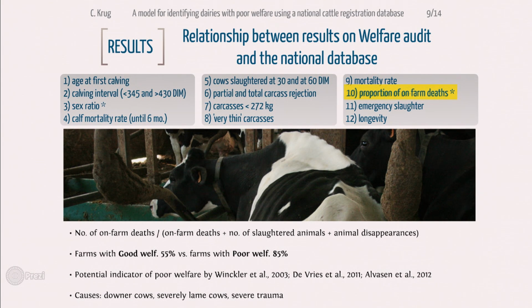was 85%. This proportion of on-farm deaths was already identified as a potential welfare indicator by other authors like Winkler, De Vries, and Alvasen. It's generally caused by downer cows, severely lame cows, or severe trauma.